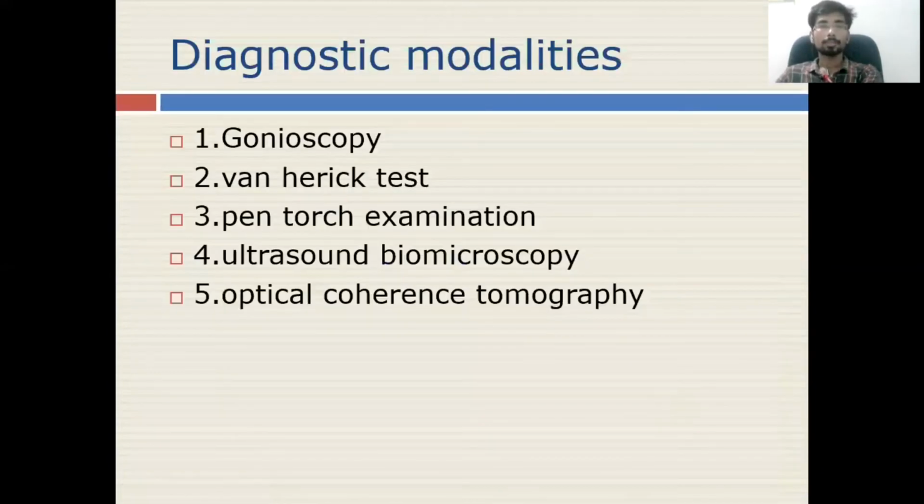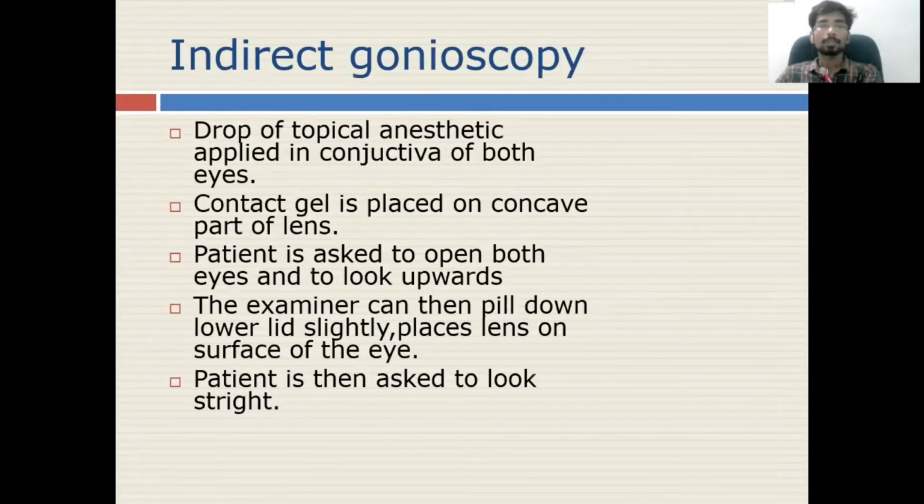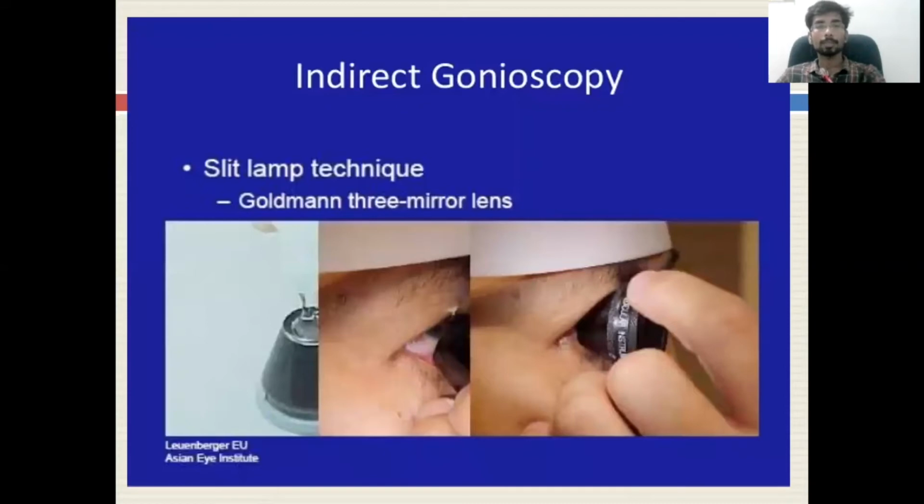So diagnostic modalities for the angle: number one is gonioscopy. How to examine a patient on indirect gonioscopy: we have to instill topical anesthetic into the conjunctiva of the patient. Then on the concave side of the lens, we have to instill the viscoelastic material. Then we will ask the patient to look upward. Gently we will retract the lower eyelid down and we will place the lens on the anterior surface of the cornea.